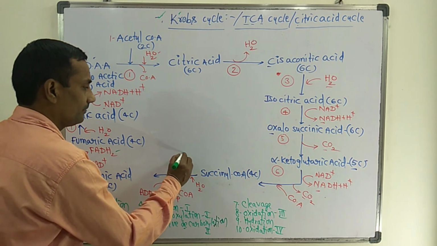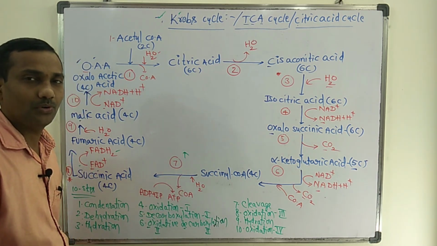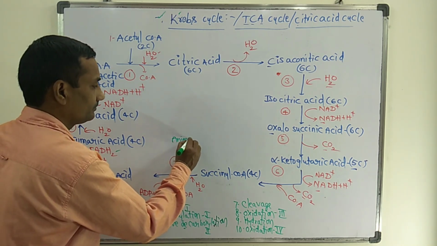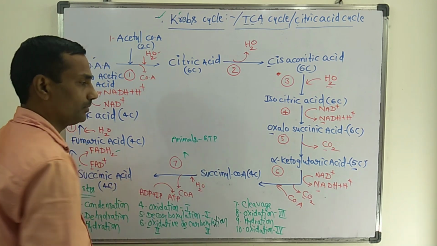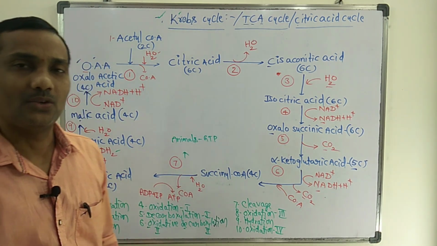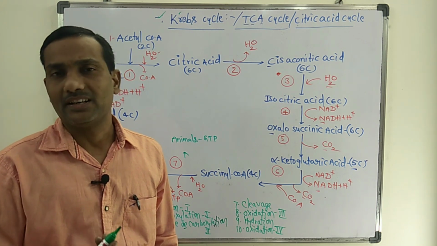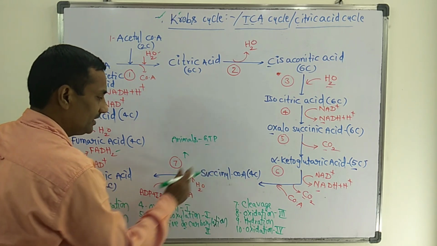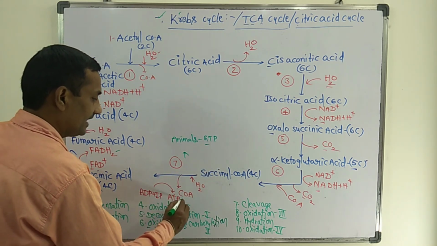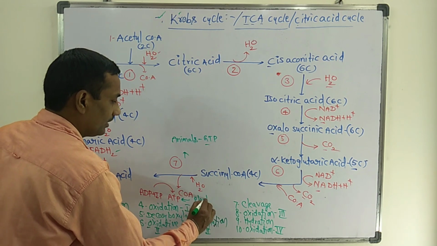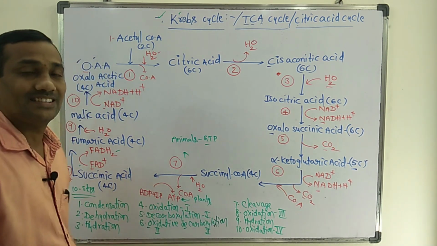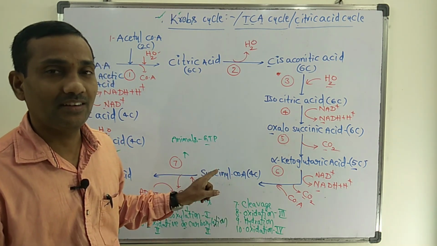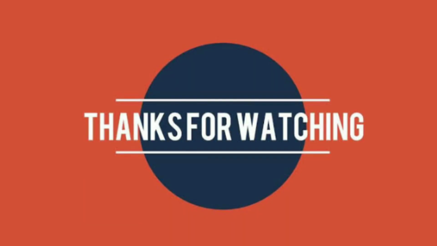The 7th step is a very important step. In animals, at the 7th step, GTP is produced, guanosine triphosphate. That guanosine triphosphate helps in the formation of one single ATP. In animals GTP is produced at the 7th step, whereas ATP is produced in plants. That is substrate level phosphorylation, the first substrate level phosphorylation of the Krebs cycle.